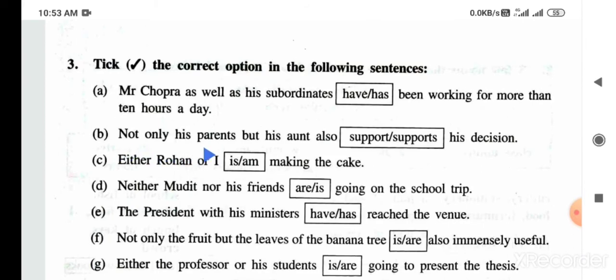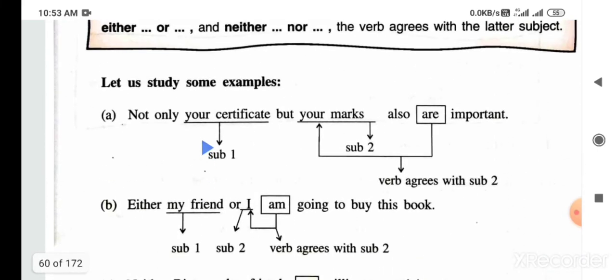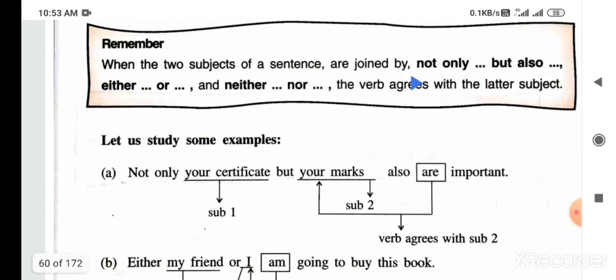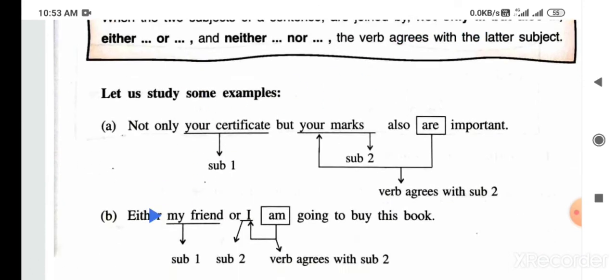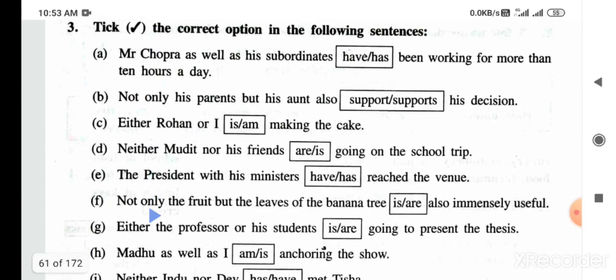Now not only his parents but his aunt also supports. Not only but जब रहे तो यहाँ देखिए not only but also. So not only but also जब रहे तो हम लोग यहाँ पे सेकेंड जो नाउन है आंट उसके अनुसार वर्ब को चूज करेंगे. नॉट ओनली हिज पेरेंट्स बट हिज आंट ऑल्सो supports his decision. Supports will be the correct answer.